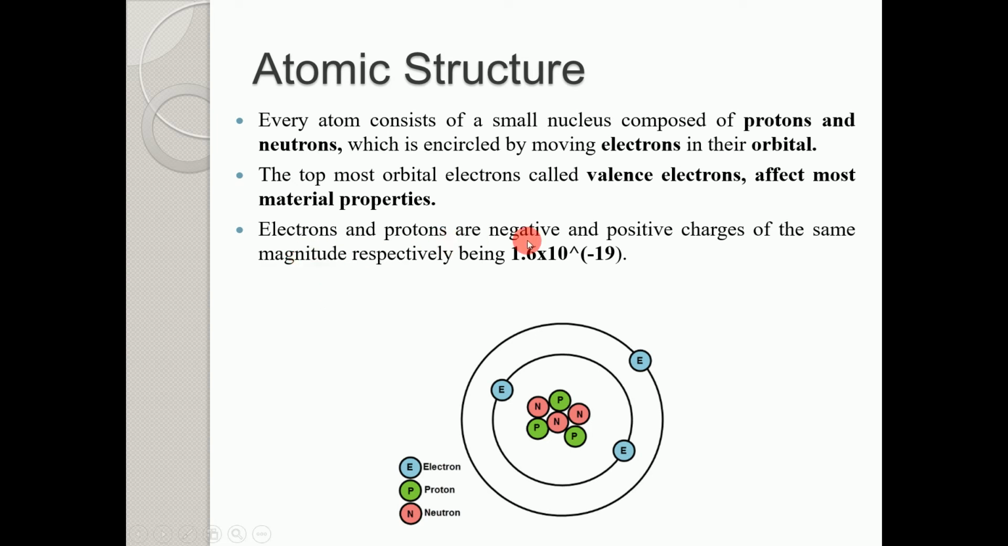Electrons and protons are negative and positive charges of the same magnitude respectively, being 1.6 × 10^-19, which means the charge of an electron is 1.6 × 10^-19 coulomb. Similarly, the charge of a proton is 1.6 × 10^-19 coulomb. So the electron is negatively charged and the proton is positively charged, but they have the same magnitude. And neutrons are electrically neutral.